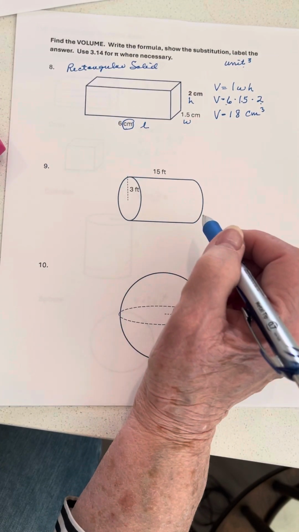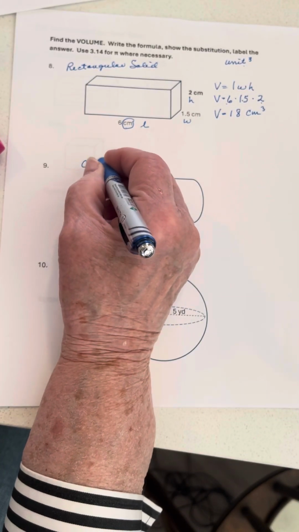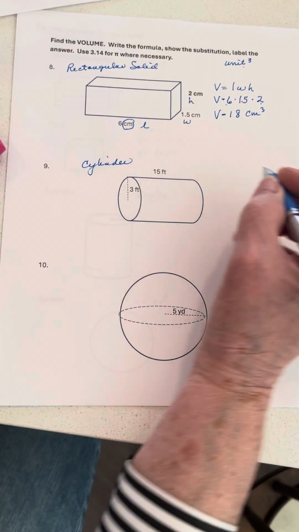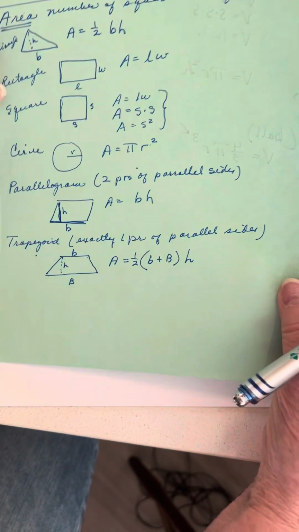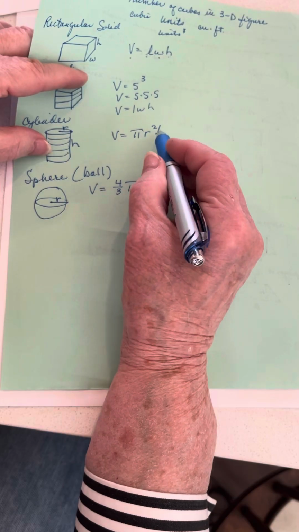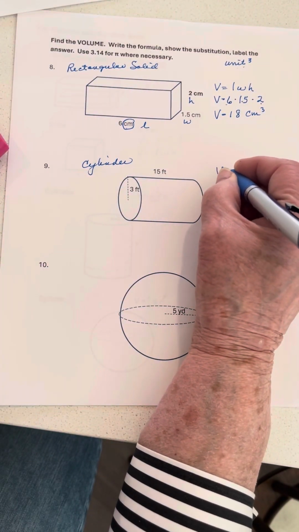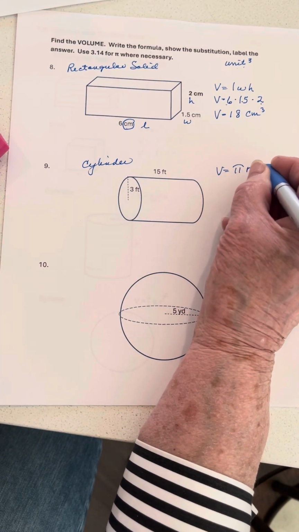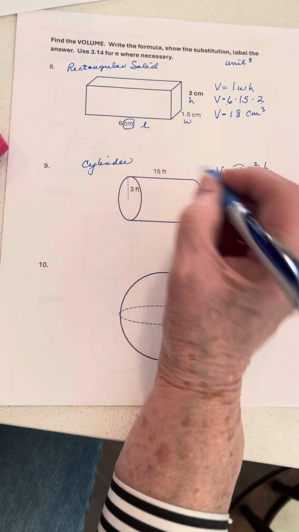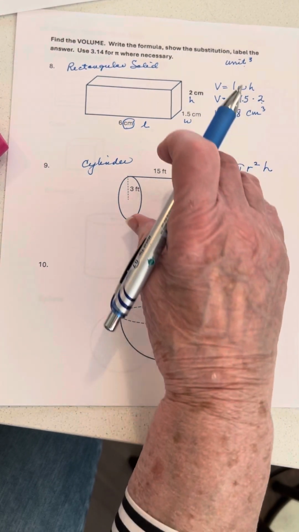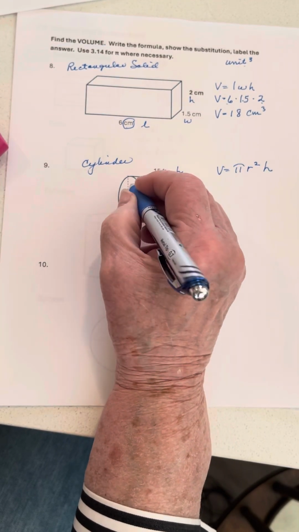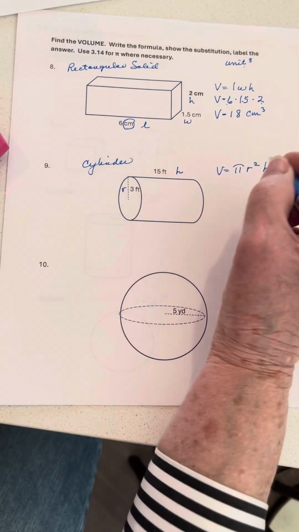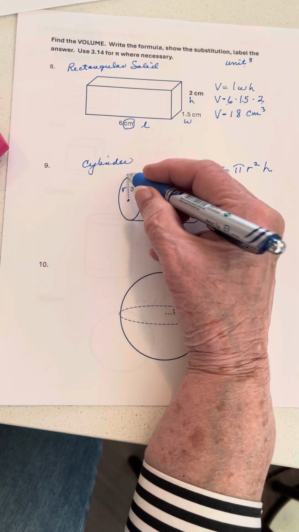This next one is a cylinder. So we'll look at our cheat sheet and get our formula for that. Pi r squared times the height. So if we set this can up, this would be the height, and this is the circular part of the can, so this is going to be the radius. And it goes from the center out to the outside.